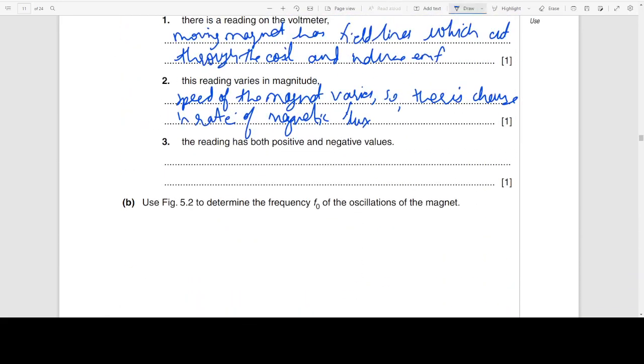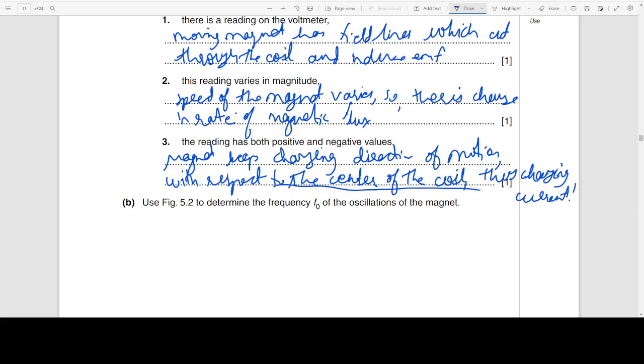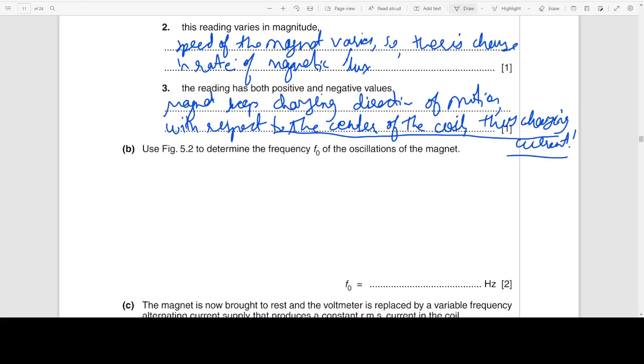So the reason is the magnet keeps changing direction of motion with respect to the center of the coil, thus changing current. This part is not required, this is just for your understanding. To determine the frequency of the oscillations, use the graph.